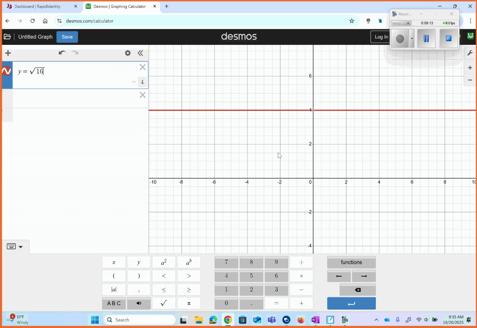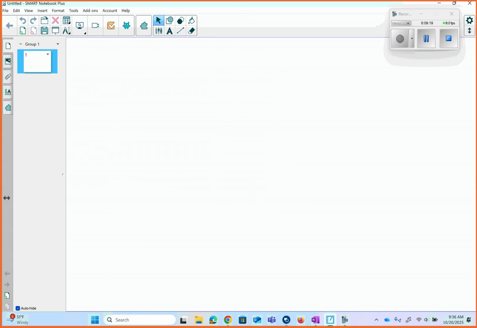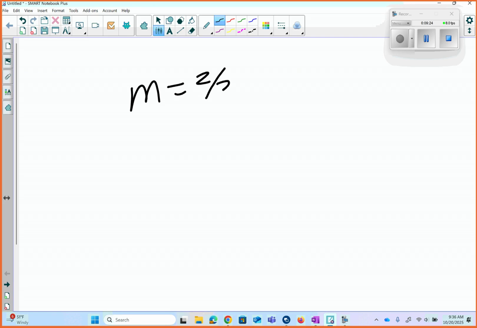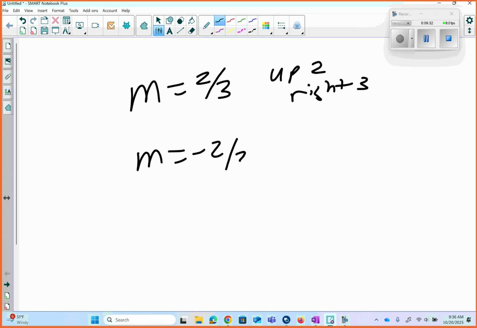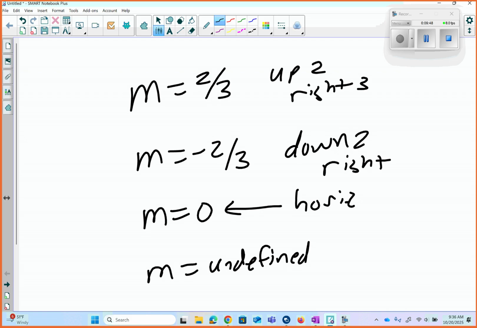Take us back to algebra 1. So you might remember this from algebra 1. If you had a slope of 2 over 3, this is up 2, right 3. If you had a slope of negative 2 over 3, this would be down 2, right 3. And then you had the special cases. There are 2 special cases. You have 0, and this is just a horizontal line. And if it's undefined, it would have to be a vertical line.